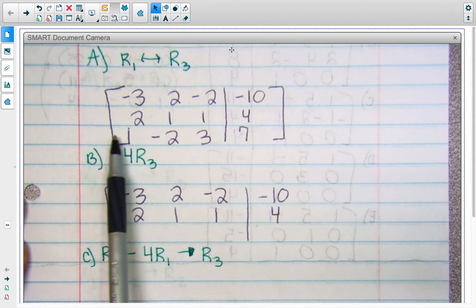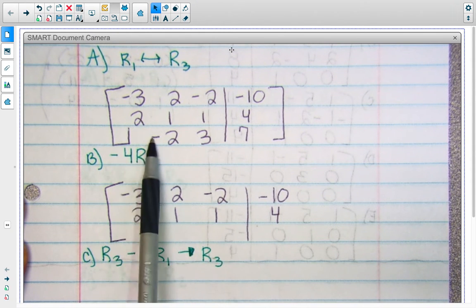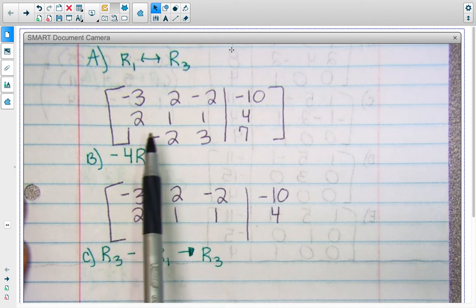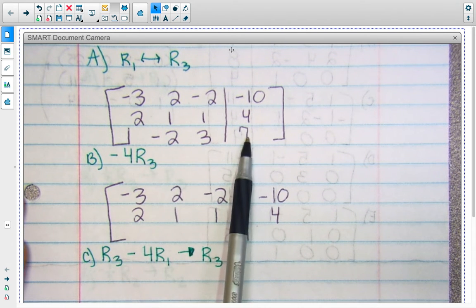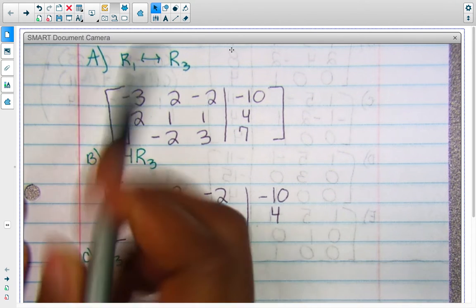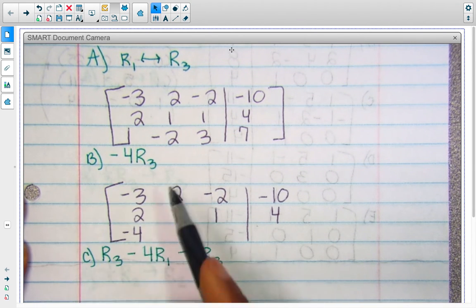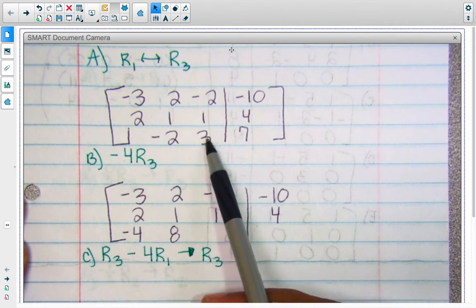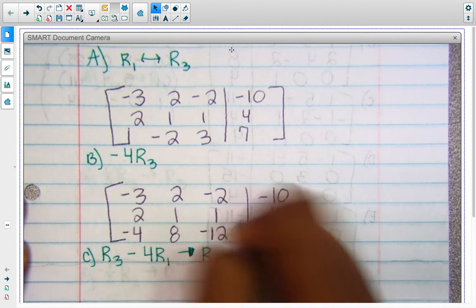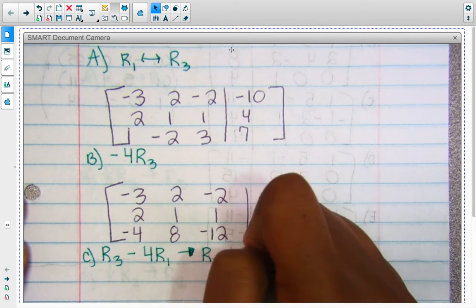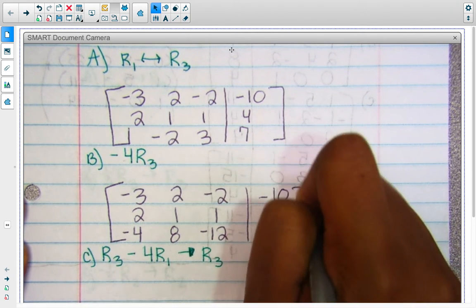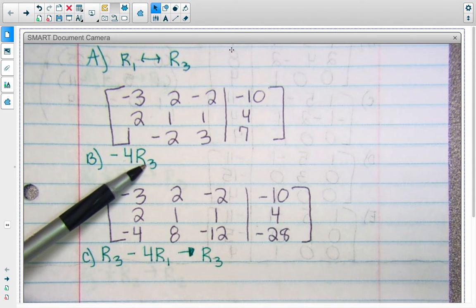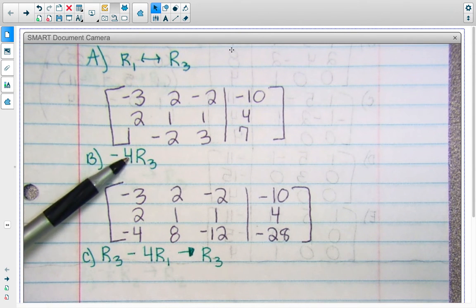So I'm doing nothing at all with row 1 or 2. I'm only taking -4 and multiplying each number by -4. So -4 times 1, -4 times -2, -4 times 3, and -4 times 7. So that is part B. It says to multiply every number in row 3 by -4.